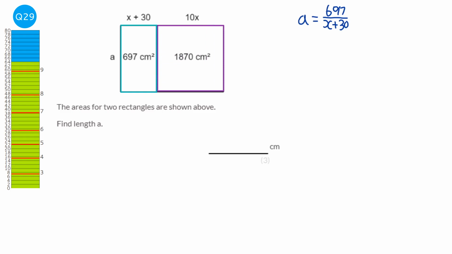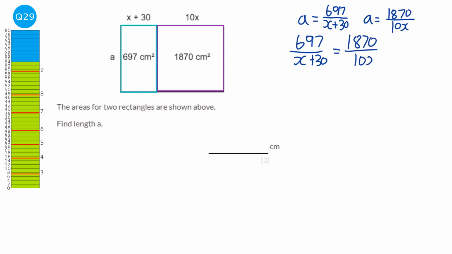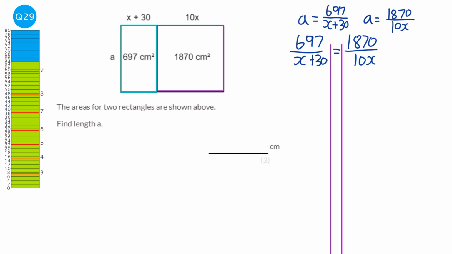And this time we have A equal to the area of it, which is 1870, divided by the 10x. Now because both of these are equal to A, we can actually just get both of these fractions equal to each other. And what we can do is work out what x is going to be. So the first thing I'm going to do is put my lines in, because we are looking to solve. This is probably going to take a while.